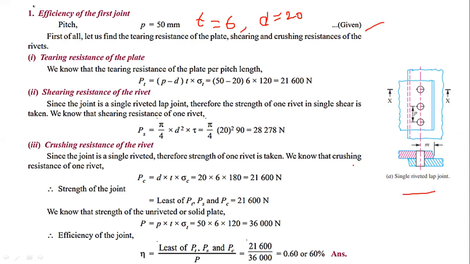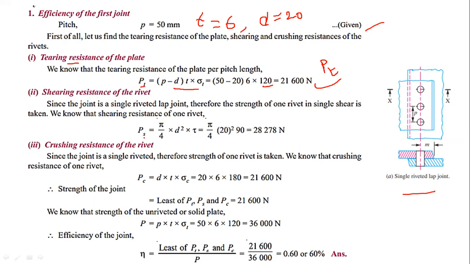Here we already know the formula for tearing strength. Tearing strength or tearing resistance, PT, equal to (P minus D) into T into sigma T. This is the formula for tearing strength. P is the pitch equal to 50 mm, D equal to 20 mm, T equal to 6 mm, sigma T equal to 120 megapascal. These are all given values. So the tearing strength is 21,600 newtons. This is PT, tearing strength or tearing load.